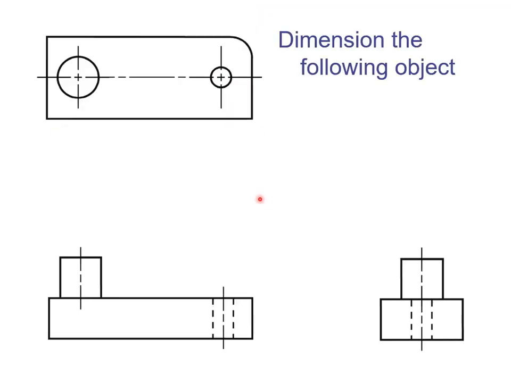Okay, so let's identify our datums for this detailed part. So the front view, obviously the base would make a good primary datum. A secondary datum would be this side as opposed to the back side. There's more surface area here on this side. And also this side has more surface area than this side. So this would be our tertiary datum. Once again, primary datum, our secondary datum, and our tertiary datum.